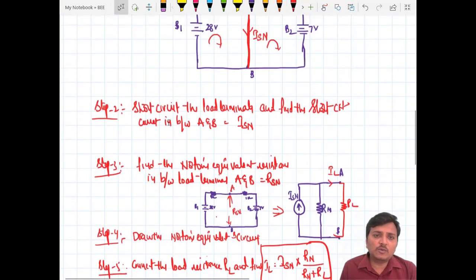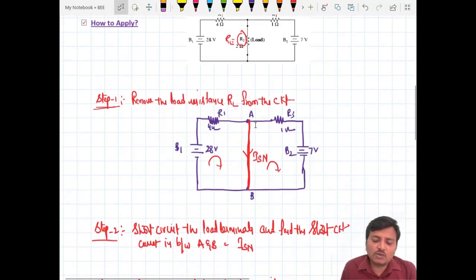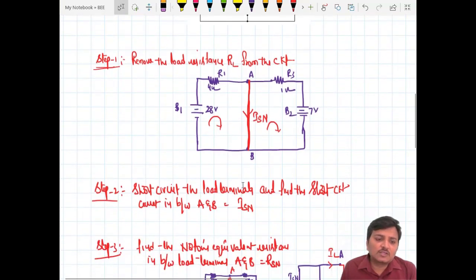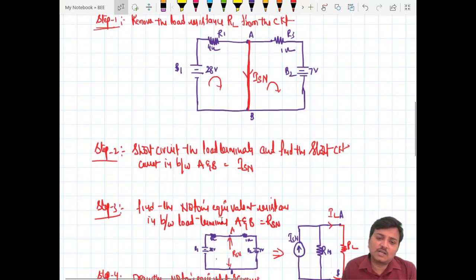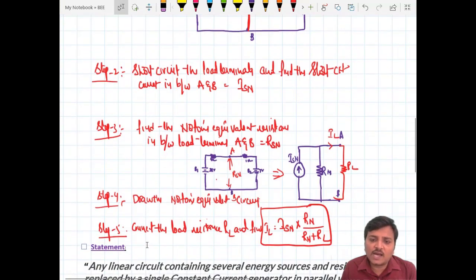I'll review once again the steps to apply Norton's theorem. Step 1, first you remove the load resistance and short circuit the terminals A and B. In step 2, short circuit the terminals A and B and find the current flowing through that short circuit branch, ISN, right? Now the third step, find the equivalent resistance between A and B, that is called your RN.